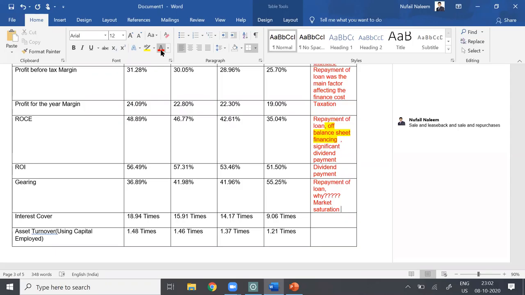Bisleri, have you heard of another brand called Bisleri? It has saturated, yes or no? No way to grow. So cash is very rich. They need to diversify. Here they are not diversifying.